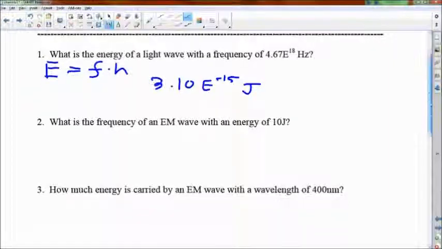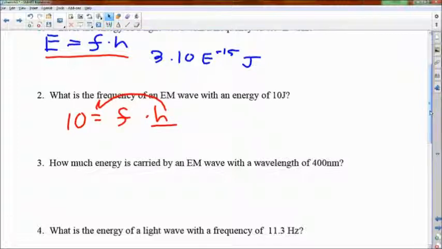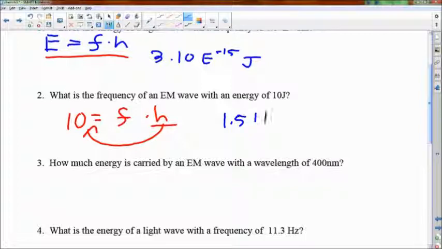Okay, number two says, what is the frequency of an electromagnetic wave with an energy of 10 joules? So basically the same equation, except now we know that the energy is 10. We don't know what the frequency is, so we're going to have to divide. Divide 10 by Planck's constant. So 10 divided by Planck's constant, we get a frequency of 1.51 e 34th hertz.